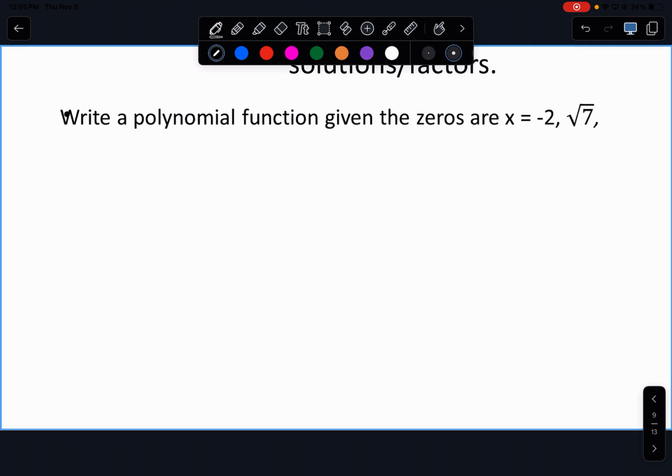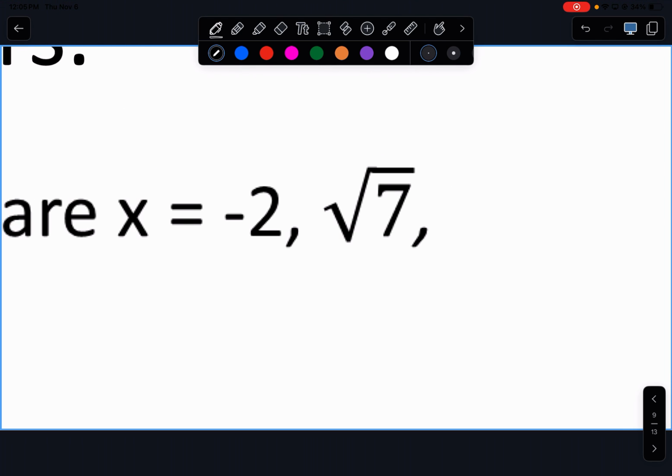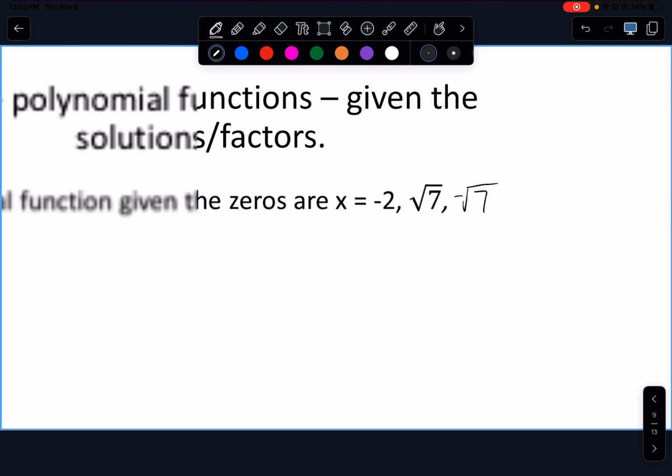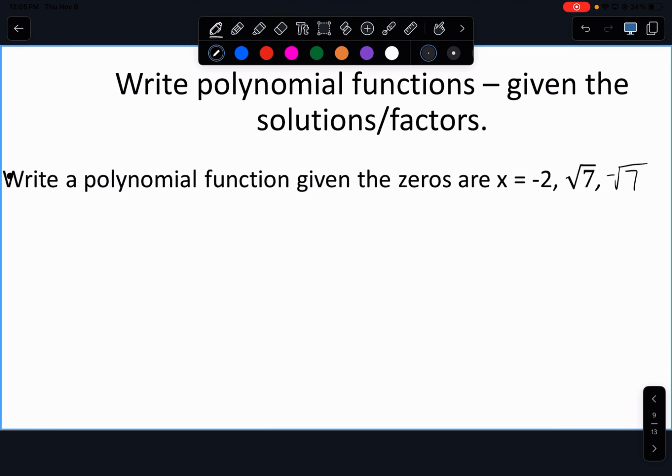Now we have an irrational as a solution. Square root of 7. That's the positive version, right? So what else do we have to include over here? Yep, we have to have the negative square root of 7 as well. We're going to do the same thing we did on the last one, except instead of using i now, we just have the radical. So go ahead and set up your factors.